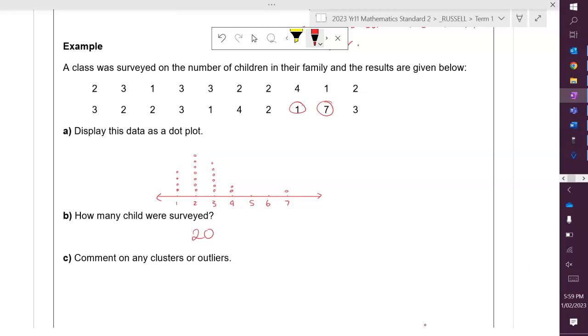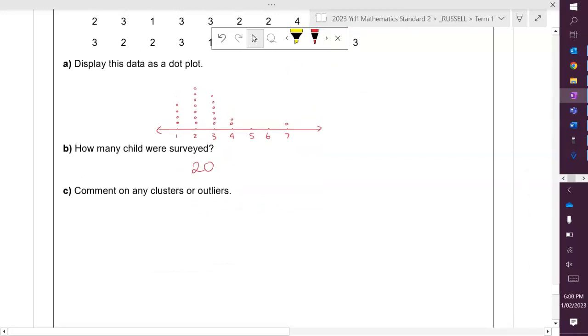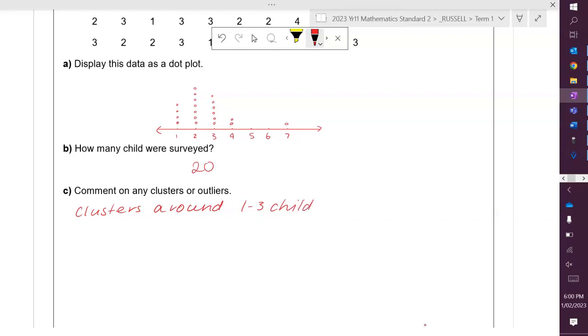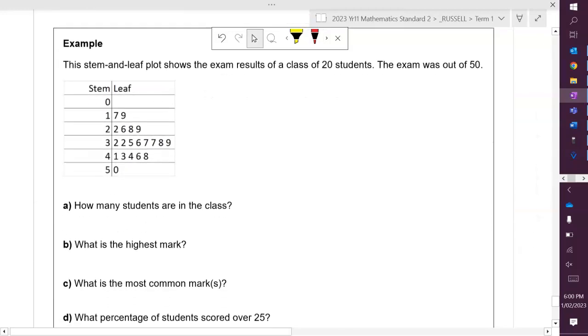Then it asks us to comment on any clusters or outliers. A cluster is a group of dots that are all together, and an outlier is one that doesn't sit with the rest of the data. So we could say that this clusters around 1 to 3 children, and there is an outlier at 7. And that's all we really need to write for that question. Now, if you turn the page, we'll go on to our stem and leaf.